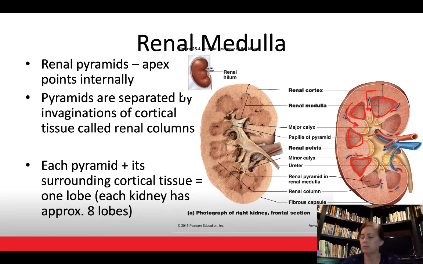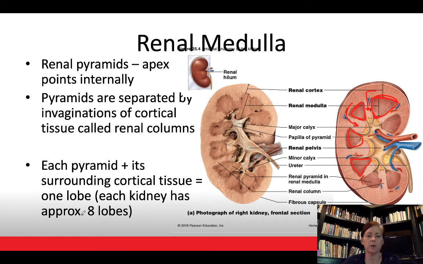So the way that these pyramids are oriented is the apex of the pyramid, so this pointy part here at the bottom, is always going to point down towards the renal pelvis, more internally to the kidney. And then the base of the pyramid, so this flatter part here at the top, is always going to be kind of directed towards the cortex of the kidney.